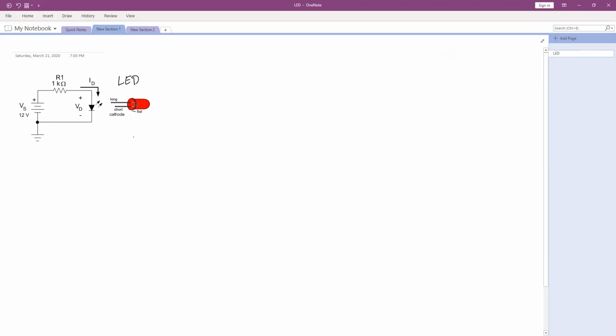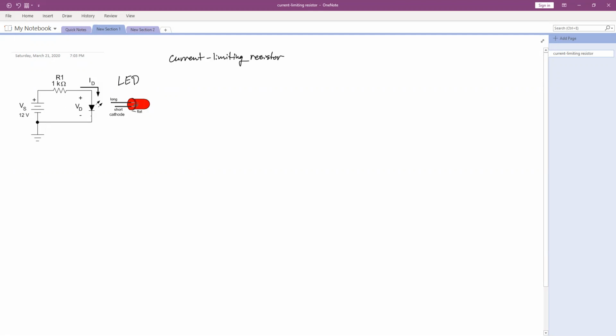So the reason that we have a resistor in series with this LED is so that it can limit the current. So we have a current limiting resistor. So that's the purpose of this resistor in this circuit.